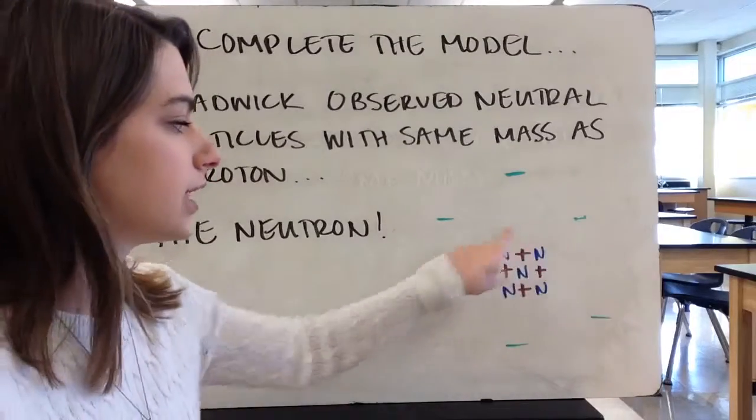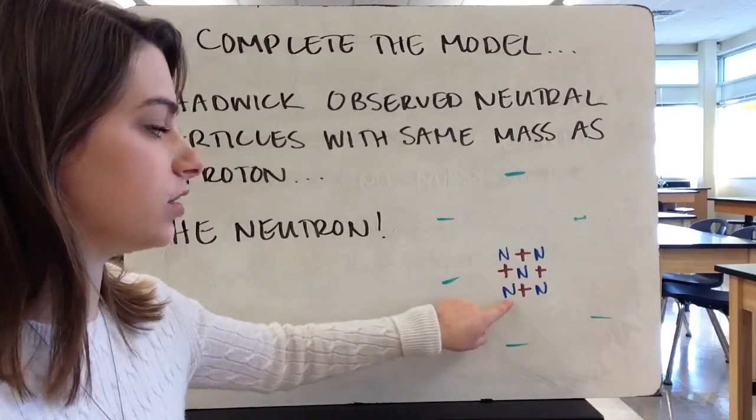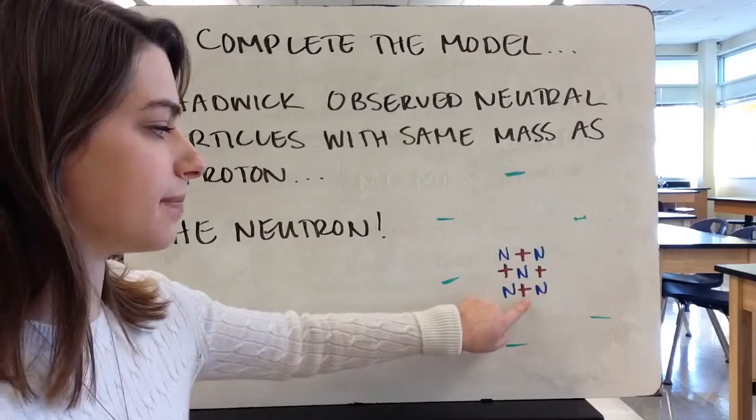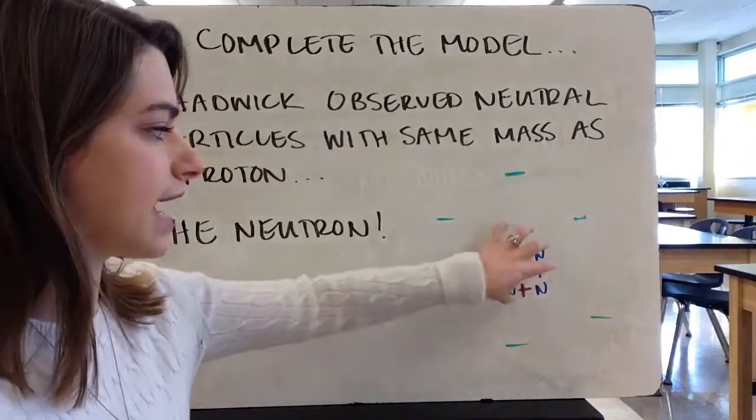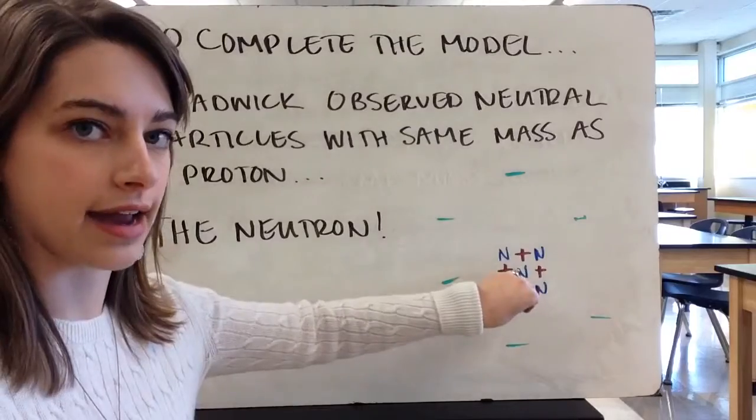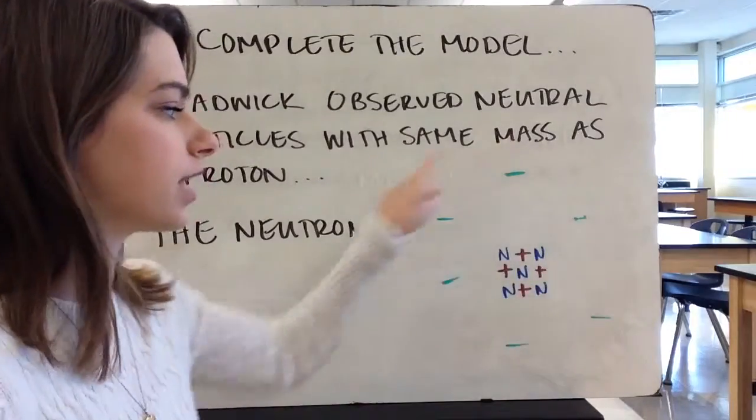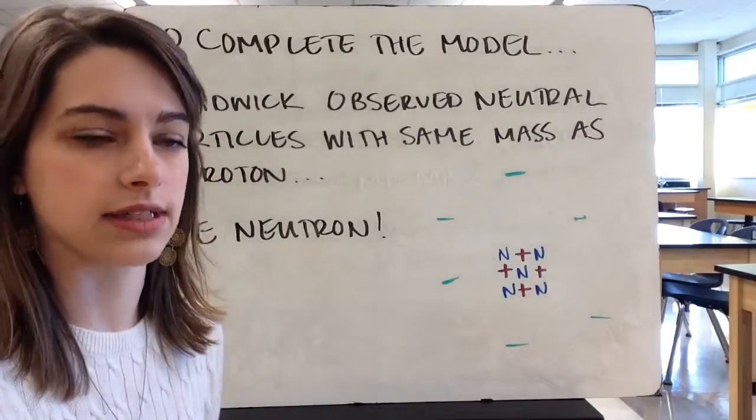So our nucleus now has two pieces. It has the neutral neutrons, it has the positive protons, and that makes up that dense center of our atom, that makes up our nucleus. And then our electrons are still orbiting around the outside of the atom.